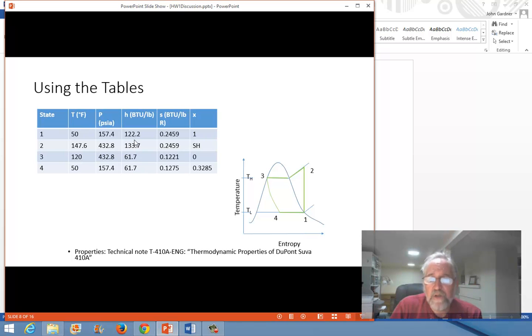These H's were pretty consistent. Some variations in the entropies, 2459 or 0.259. I saw both of those. I've used both of those depending on whether you use the tables that I gave you or the IRC property calculator. And then the quality at state 4 is about 0.33.